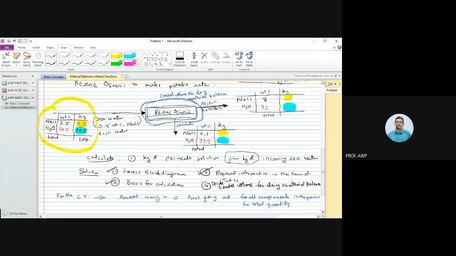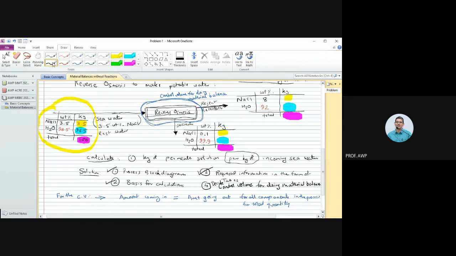Total amount coming in is 100 kilograms. And therefore, the total kilograms going out in the permeate stream and the reject stream together added up must be equal to 100 kgs. Do you agree with that? Yes, sir. Okay. Now, we have too many unknowns. We don't know what is going out, sodium chloride going out. We don't know what is water going out. We don't know what is the total amount going out.